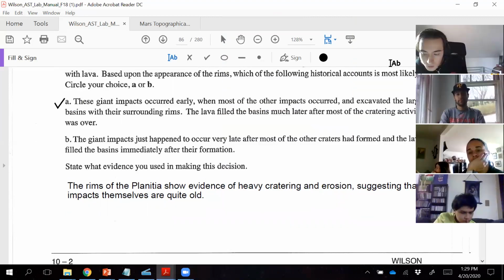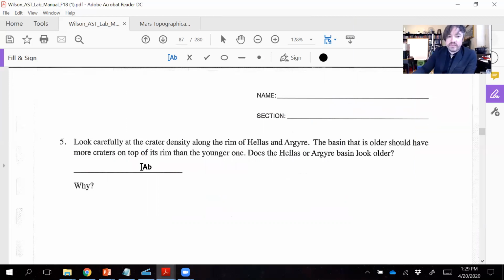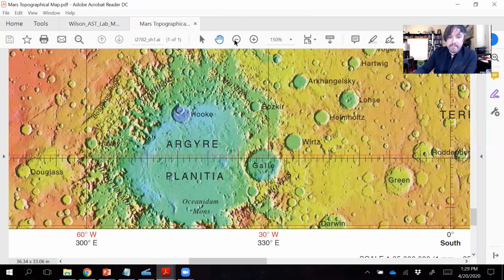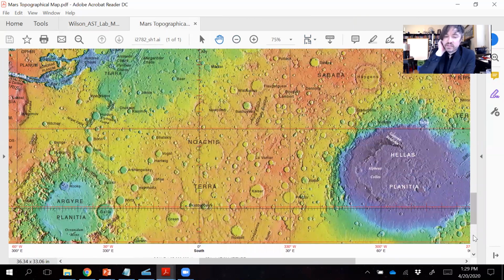Here we go. Look carefully at the crater density along the rim of Hellas and Aguirre. The basin that's older should have more craters on the top of its rim than the younger one. Does Hellas or Aguirre basin look older? What do you guys think? If we had to compare Aguirre to Hellas, which one would you say looks like the older one?